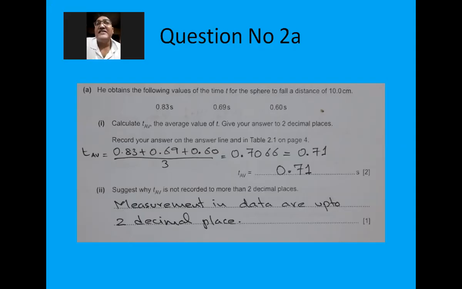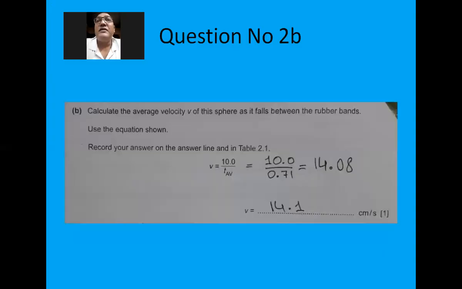So why is the t average not recorded to more than 2 decimal places? We have taken 2 decimal places only because, look at your data. The values in your data are correct to 2 decimal places. So that's why our answer should also be up to 2 decimal places. The measurements in the data are up to 2 decimal places. That's why our answer is also up to 2 decimal places.